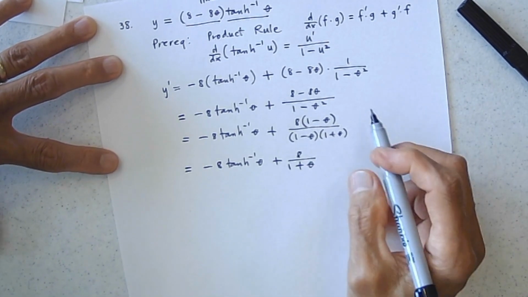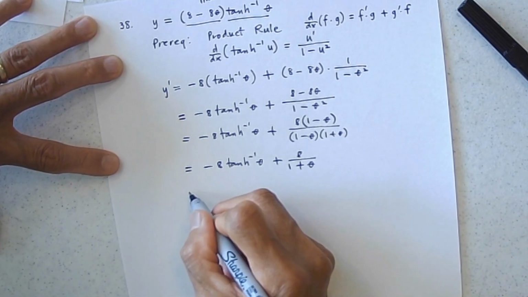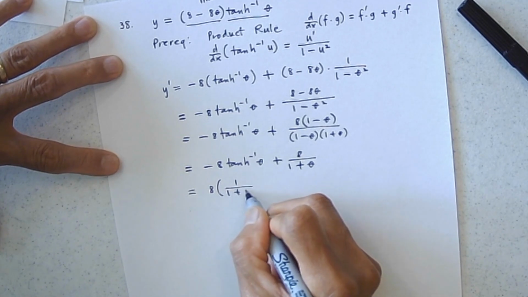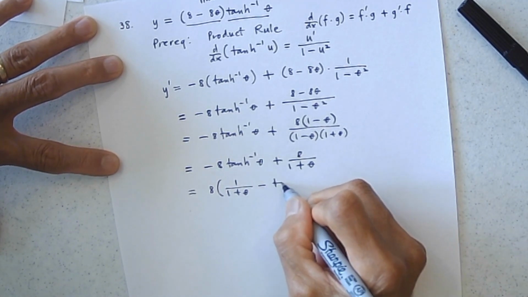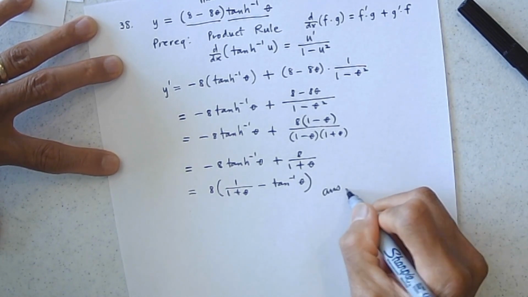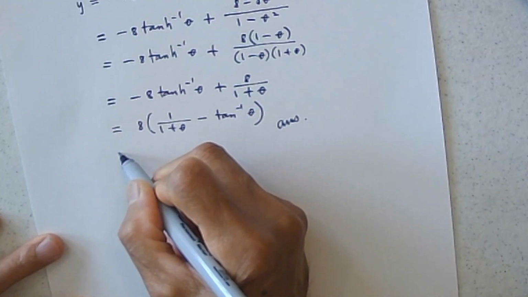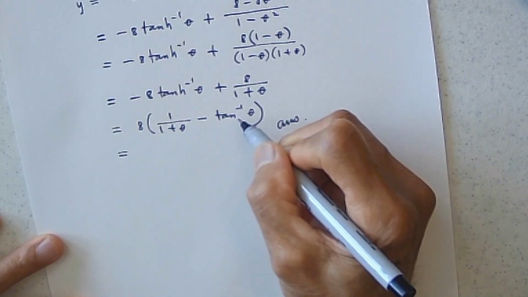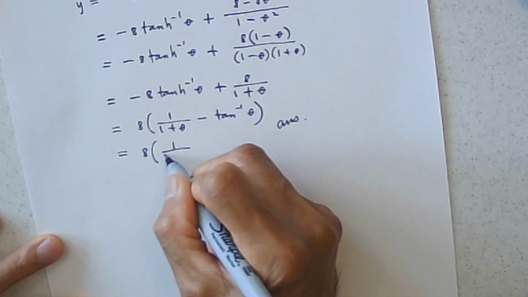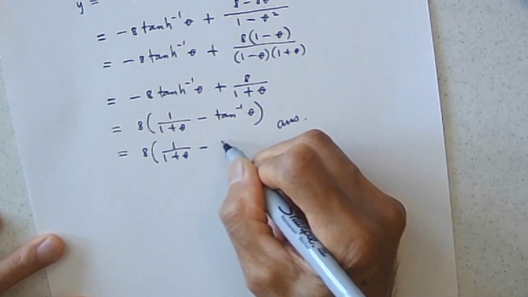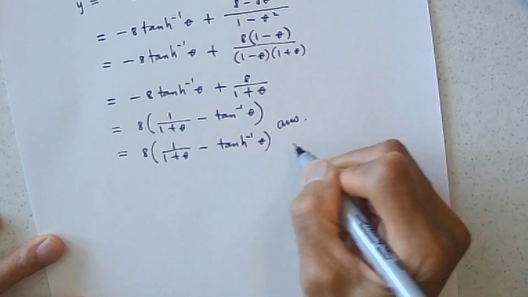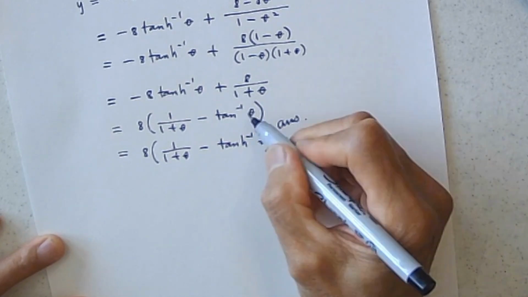You can write that in another form by factoring out the 8 and say 1 over 1 plus theta minus hyperbolic tan of theta. Answer. I apologize, I just realized that I forgot writing the h, so it should be 8 times 1 over 1 plus theta minus inverse hyperbolic tan of theta. So I forgot the h there.